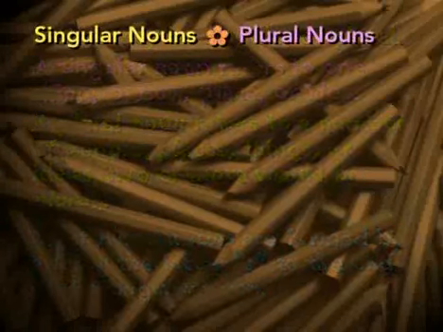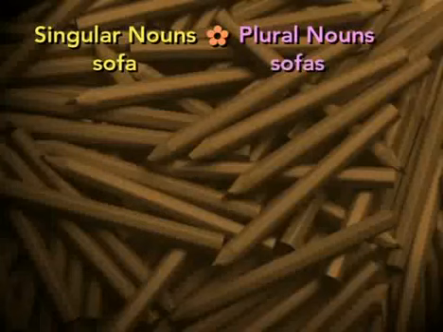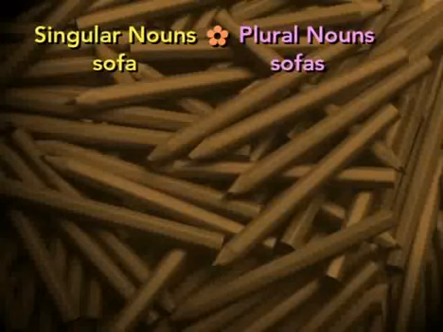So, for example, the common noun a sofa would be made plural simply by adding an S at the end and turning it into sofas. If you have one sofa in your living room, you would spell it S-O-F-A. If you have two sofas or more, you would add an S at the end, and the word becomes sofas, which is plural for sofa.